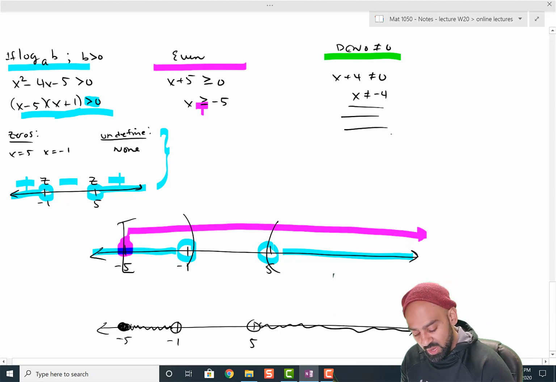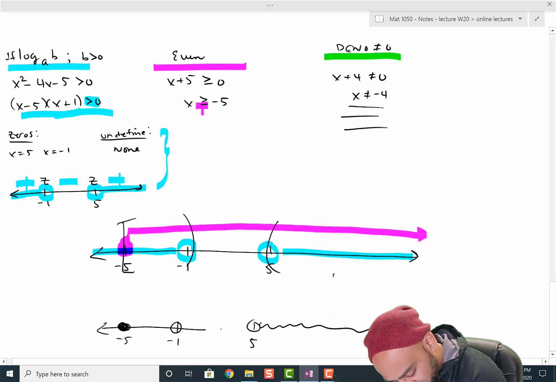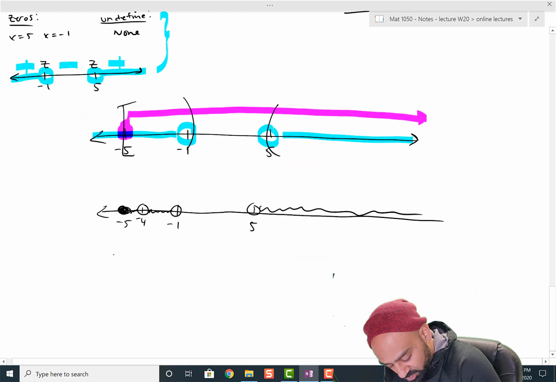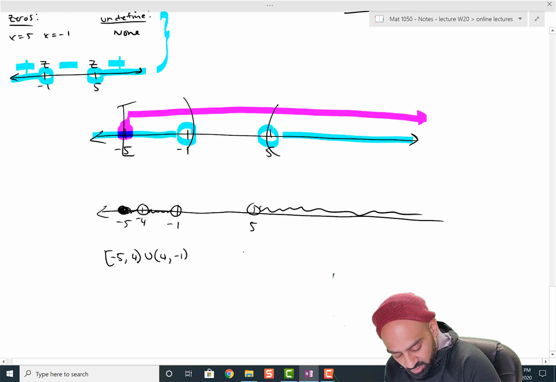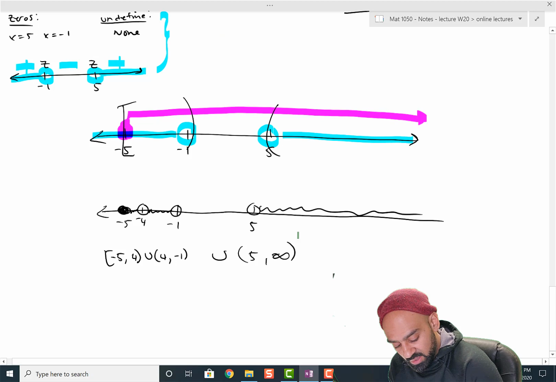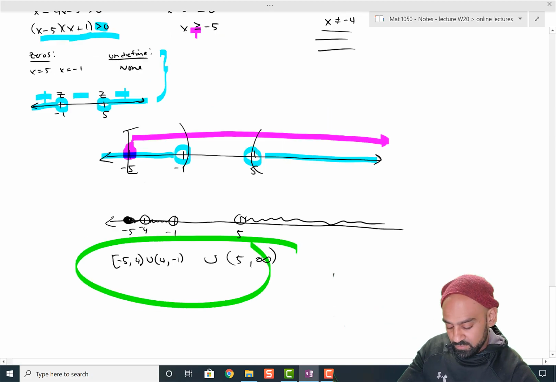Now let's go to our green guy, which says throw out negative 4. So if I throw out negative 4, then that means this is going to have a bullet hole at negative 4 as well, but everything else should still be included. So there's my domain. Okay, now we just got to write it in interval notation. So I'm going to need 1 interval starting at negative 5 going to negative 4, picking up on the other side of negative 4 going to negative 1, but not all the way past negative 1 or equal to negative 1, and then picking up at 5 and going to infinity. So this is the domain of my entire problem.